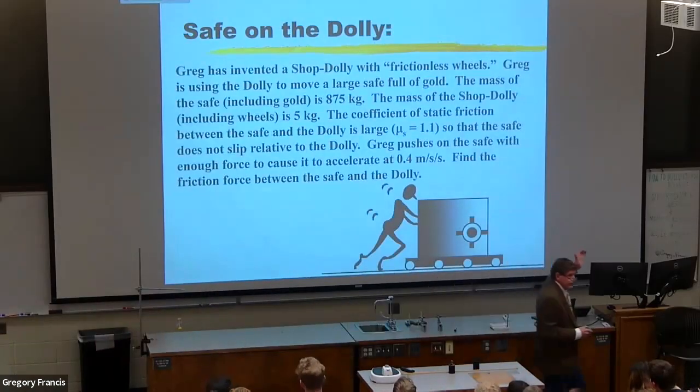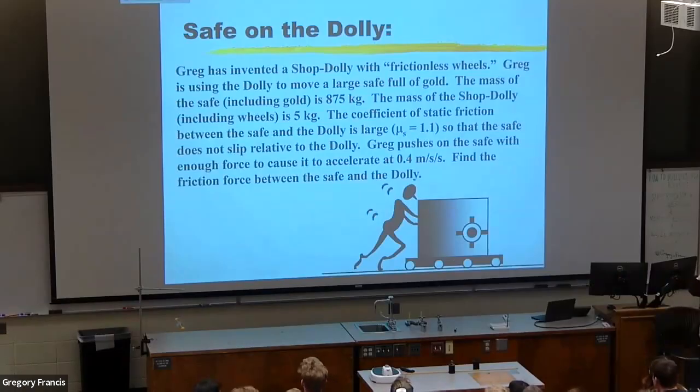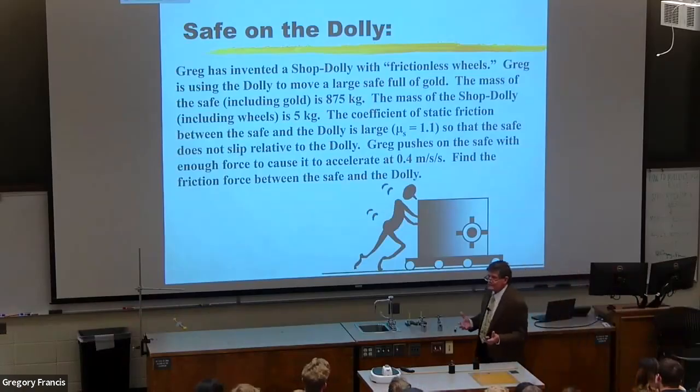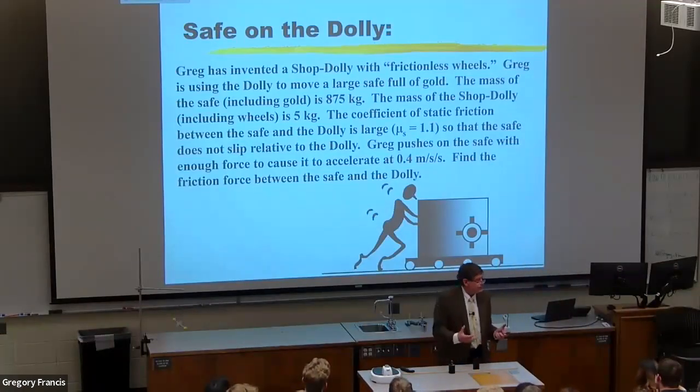How many had fun with this problem here? This is Greg and his safe full of gold. I love this problem, not just because I've got gold, but because it's so rich. If you can understand this problem, all the other dynamics problems are a piece of cake.